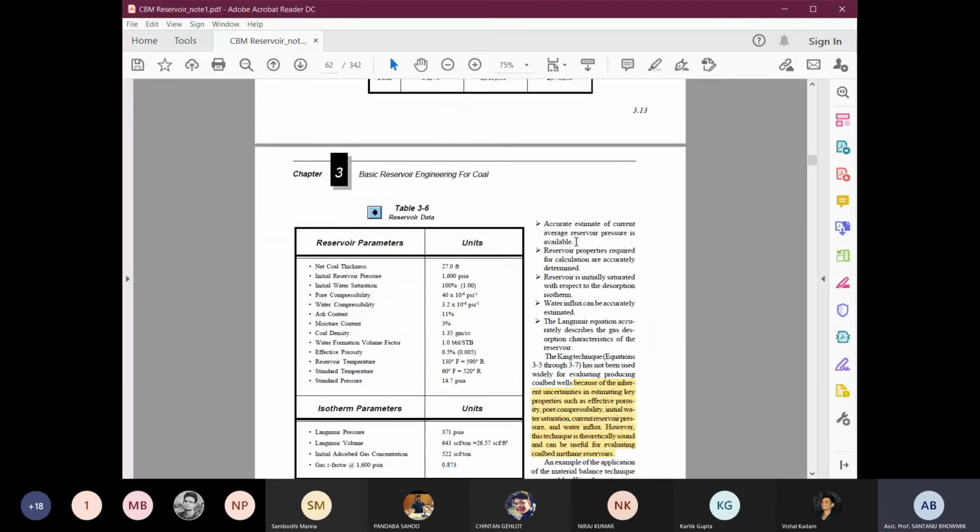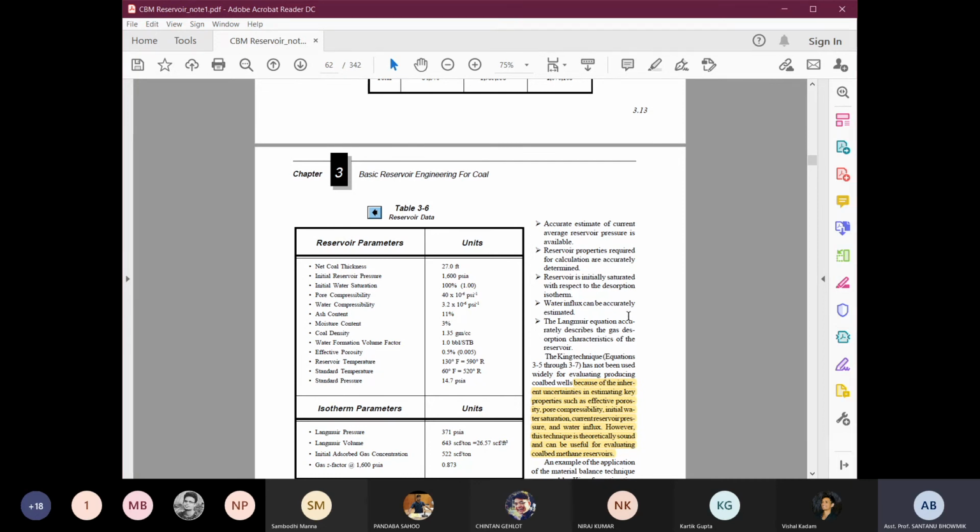What are these? Some accurate estimation of the current average reservoir pressure is required. You have to estimate the average pressure, so that you can calculate that at this much pressure, this much gas content is supposed to be there. Then you need some reservoir properties for the calculation, and how much saturation there is. Then how much water influx: the rate of quantity, Q in cubic meters per second, that is coming in, you need to understand.